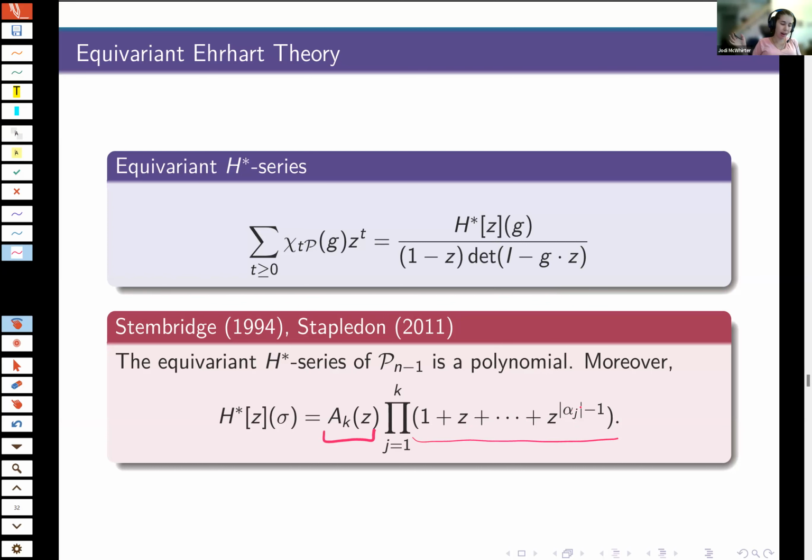Then I take one of those for each of my cycles, I multiply them all together, and I multiply by this Eulerian polynomial, and that gives me this permutation's contribution to the equivariant H-star series.